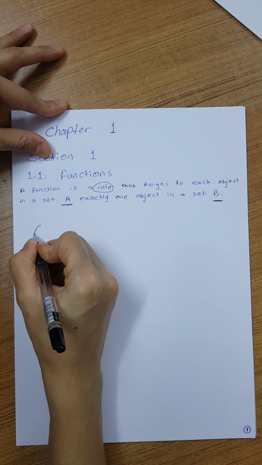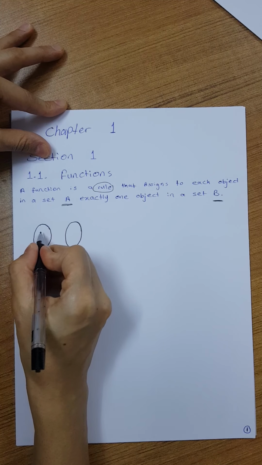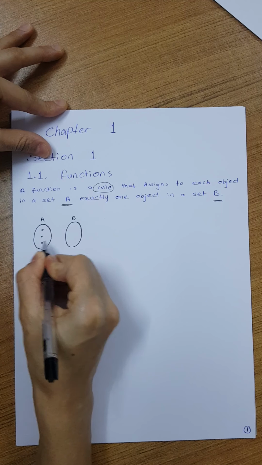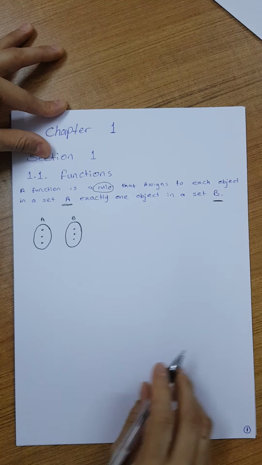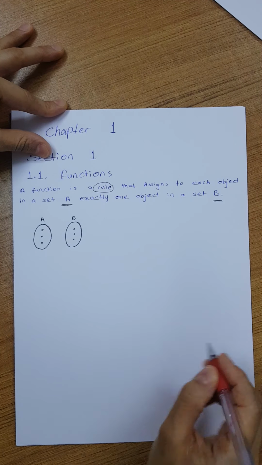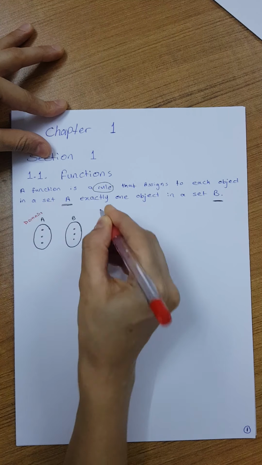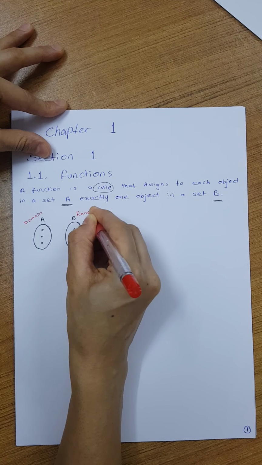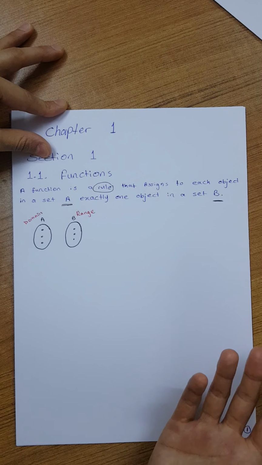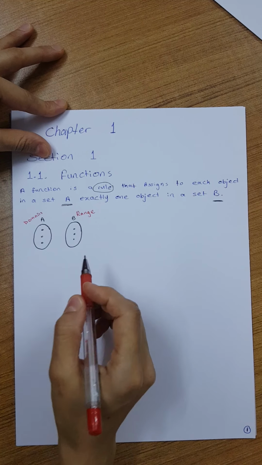So of course, let's illustrate this one using a Venn diagram. For example, that is set A and that is set B. I have got 3 objects here and 3 objects there. That set A is called the domain of the function, and that one is called the range of the function. If that rule is a function, then we call set A the domain of the function and set B the range of the function.